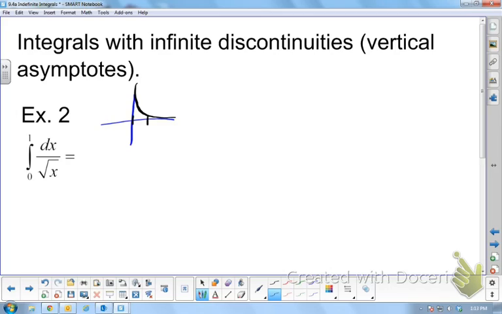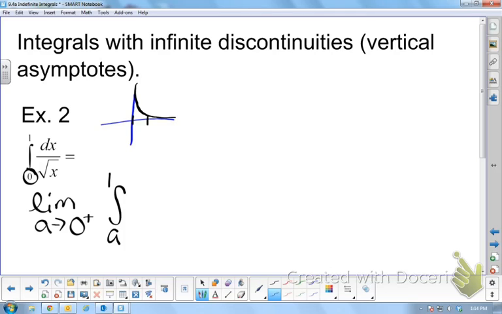So we're going to replace where our infinite discontinuity is with a variable, a or b again. Since our infinite discontinuity was on the bottom, we're going to replace it with a. So we have the limit as a approaches 0 from the right. We can't consider the limit as a whole, but we can work with it if we're approaching just from the right, of the integral from a to 1, and I'm going to rewrite this at the same time so we can integrate it. So 1 over the square root of x.